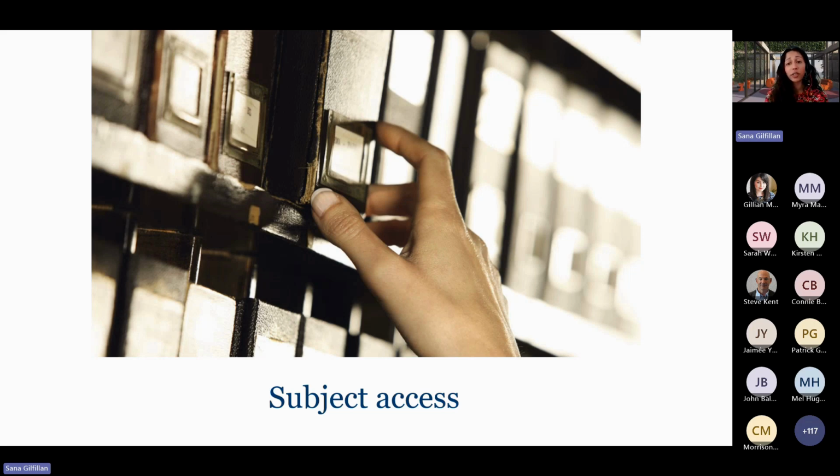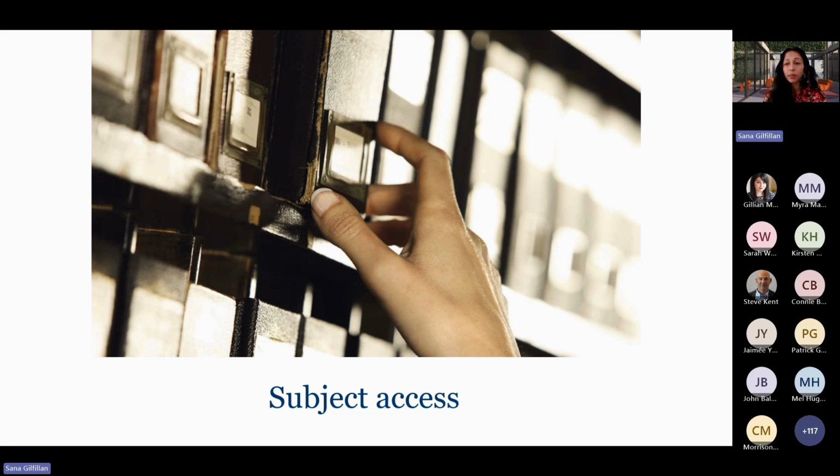It can be sent verbally or in writing. There's no set format it has to follow. The controller has 1 calendar month to respond. You can extend it if it's complex, but you still have to write back to the requester and let them know within that month that you plan to take the extension.